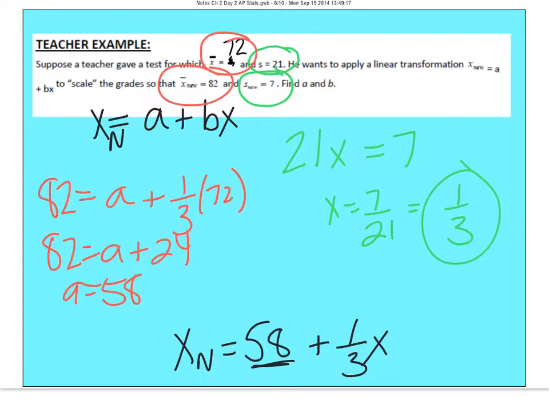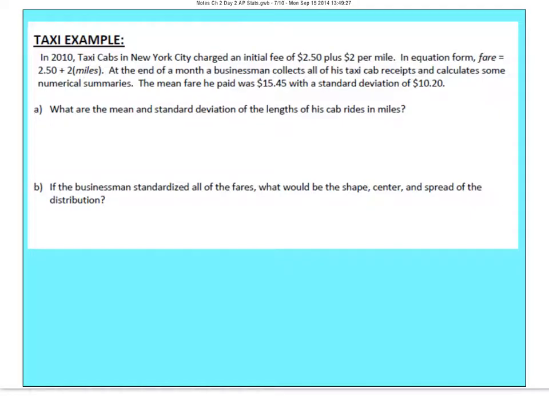Last example here, we have taxi cabs in New York City. They charge an initial fee of $2.50 plus $2 per mile. The equation that they used for transformation was this, 2.5 plus 2 times your miles. At the end of the month, the businessman collects all of his taxi cab receipts and calculates some numerical summaries. The mean fare that he paid was 15.45, and the standard deviation was 10.2.